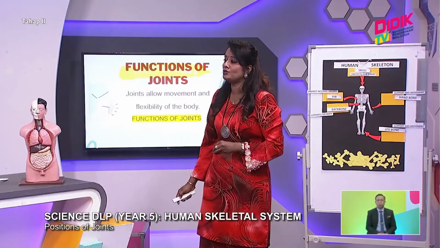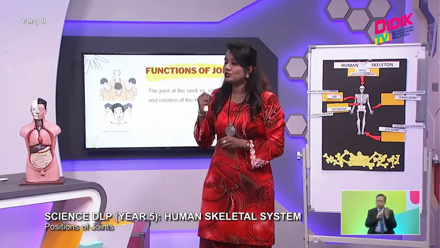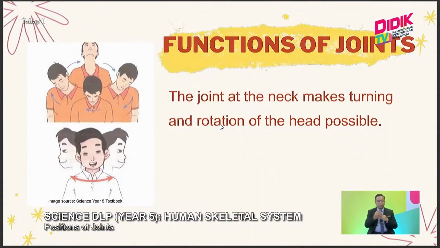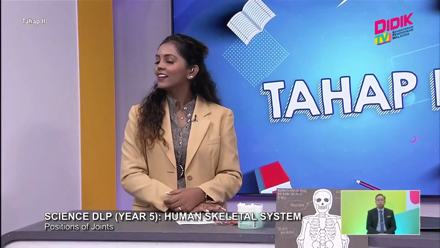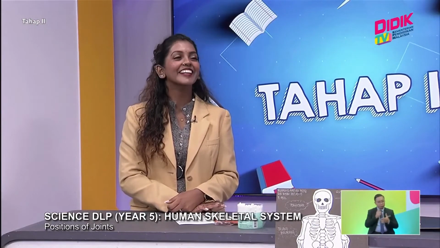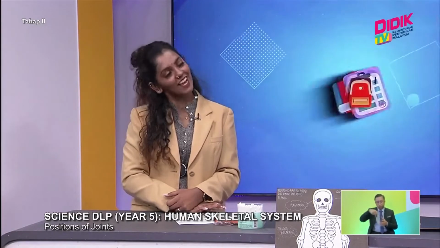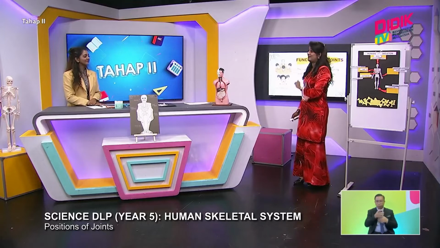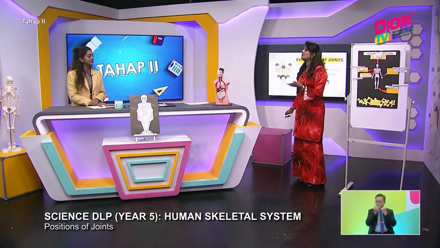Okay, and then we go to the function of joints here. The joint at the neck makes turning and rotation of the head possible. Can you do that? If you can rotate, how do you rotate? We go up and down. We do exercise left and right. Correct? That's what we call the function of joint, the first function. So actually there are many. Okay, we go to next.